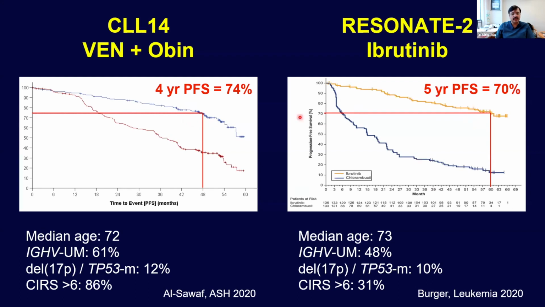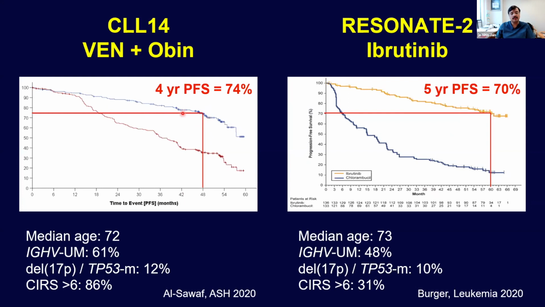And the most up-to-date data we have is a 4-year PFS of 74% with the ven and 5-year PFS of 70% with Ibrutinib. So quite comparable in terms of the PFS. Whenever you do cross-trial comparison, you have to see what the age and the prognostic markers are among the two groups. And actually, they're pretty well matched, except that more patients with comorbidities were enrolled in the CLL14, because comorbidities were one of the criteria for enrollment. So these patients have more comorbidities in the venetoclax arm.